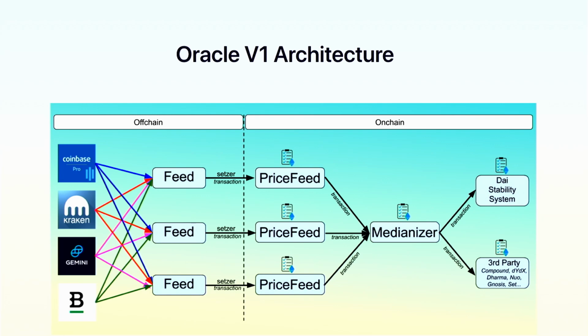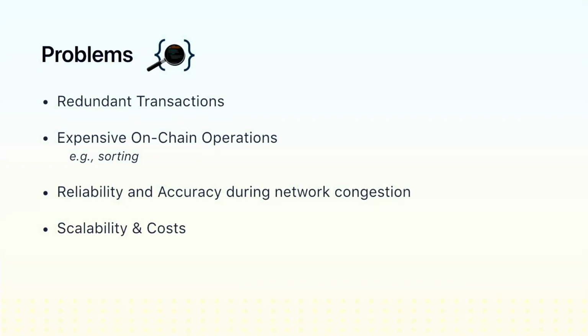Now, this architecture is what we used for single collateral Dai, and it worked quite well. But one thing you'll immediately see that's a problem is that every single feed is sending an Ethereum transaction, which is not only expensive, but also makes the oracle price on chain less sensitive, because it's waiting for all of these different feeds to get a transaction through. Lots and lots of redundant transactions.